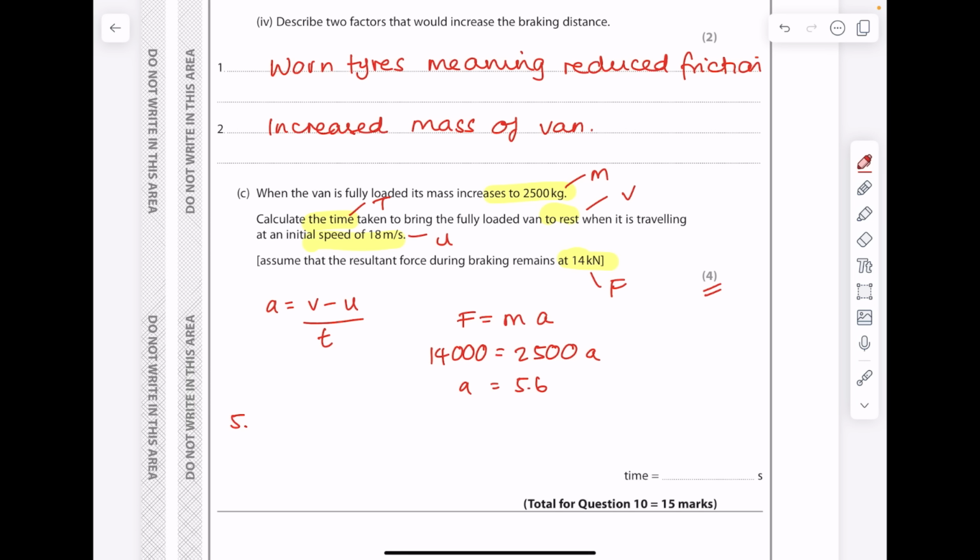I'm going to pop it into the equation over here. What was my final speed? Well, we were told the van was at rest at the end, so that will be 0. The initial speed was 18, and I'm after t. Cross multiply to get 18 divided by 5.6. Our final answer is 3.2 seconds.